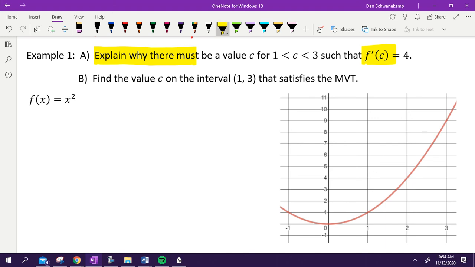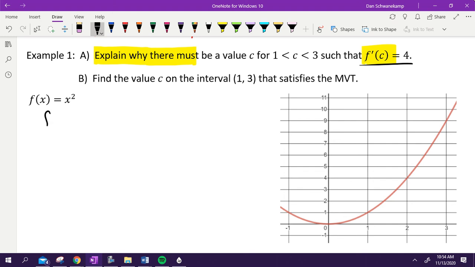Mean. What word do you think about in math class when you hear the word mean? Average, right? When you hear that word mean, oh, that's average rate of change. Oh, okay, it's a slope question. Okay, so here's what we're going to say. Explain why there must be that true. So if this has to be true, I'm thinking MVT. And MVT does average rate of change.